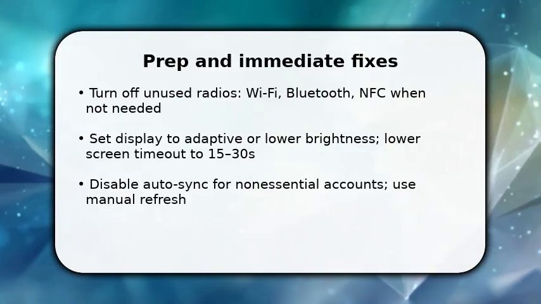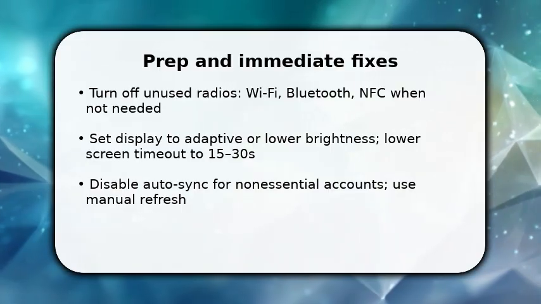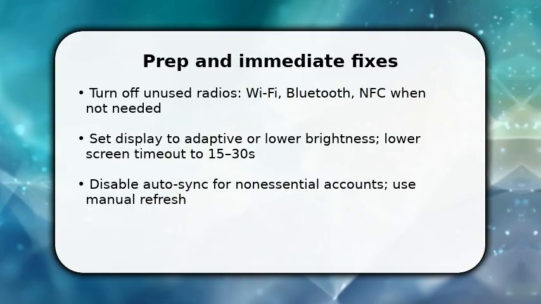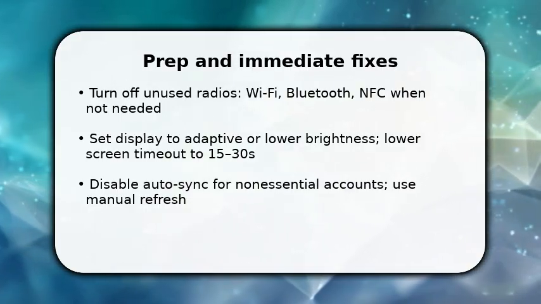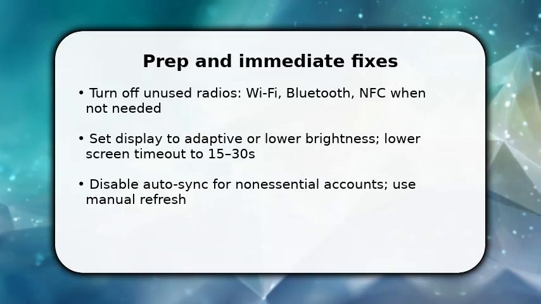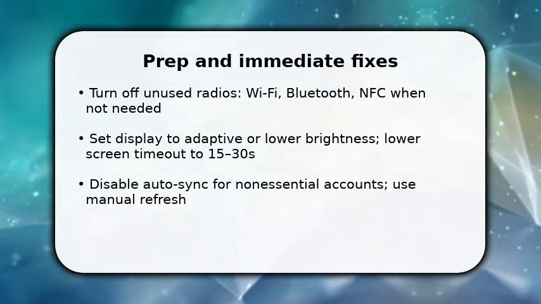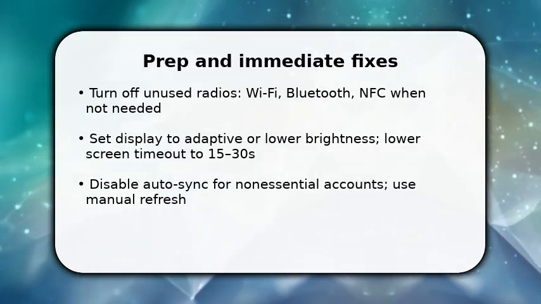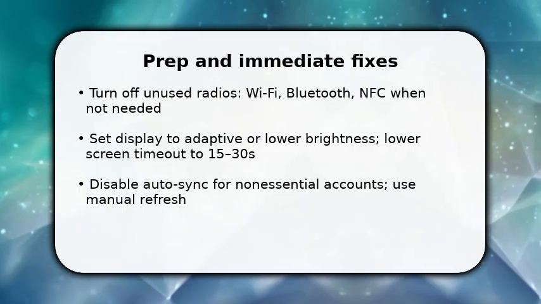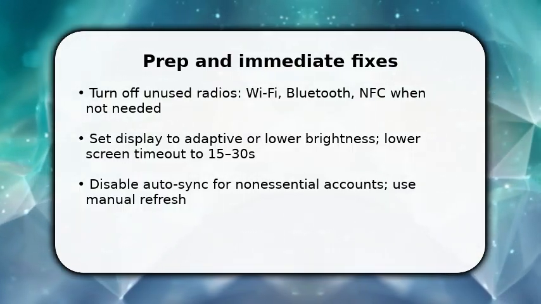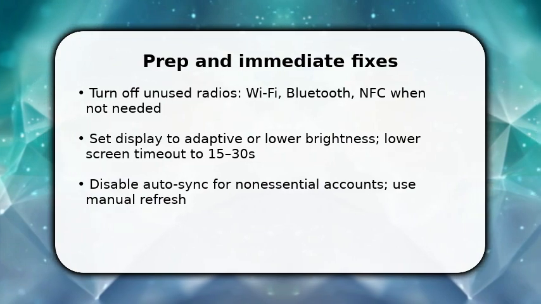You start by cutting the biggest drains now, radios and the screen. Turn Wi-Fi, Bluetooth, and NFC off when you do not need them, and switch the display to adaptive or a lower fixed brightness so the panel uses less power. Once done, reduce screen timeout to 15 to 30 seconds and disable auto sync for accounts you don't need constantly refreshed. These immediate steps remove the largest continuous draws and give you noticeable battery gains within minutes.